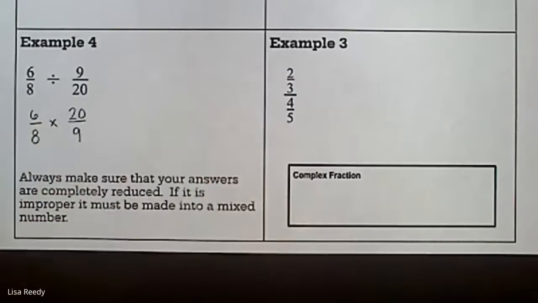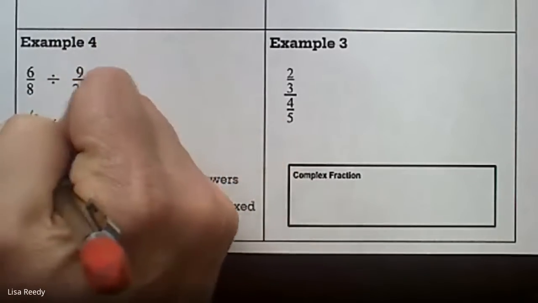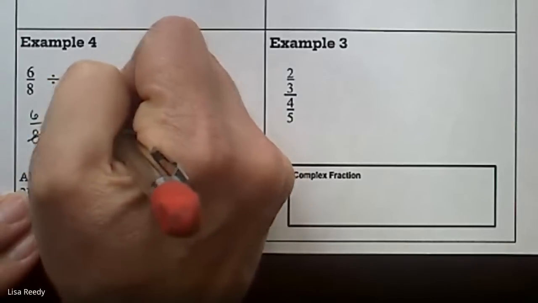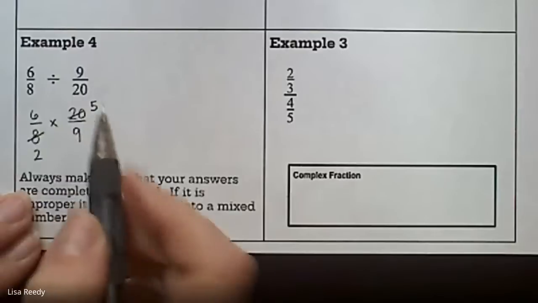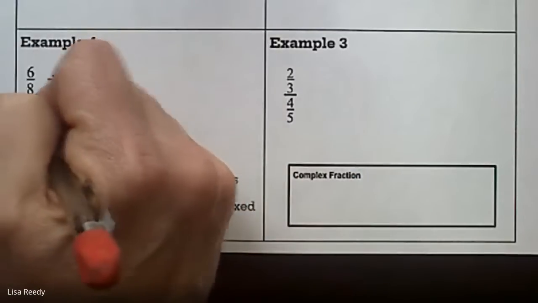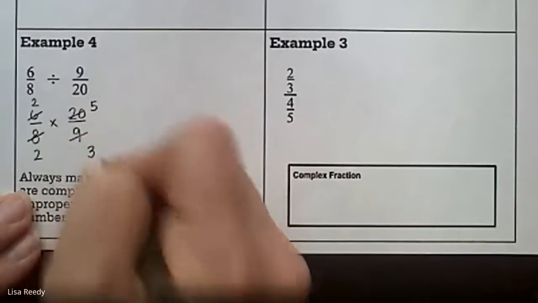I have 8 and 20. Does anything go into 8 and 20? We know that 2 does, but also 4 does. So if I divide by 4, 4 goes into 8 2 times. 4 goes into 20 5 times. 5 and 2 are done. I look at 6 and 9. I know that 3 goes into both of those. 3 goes into 6 2 times. 3 goes into 9 3 times.